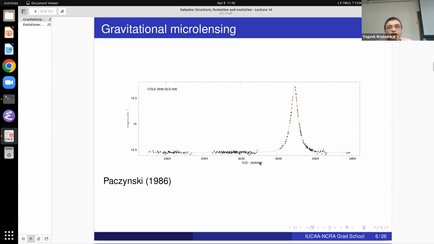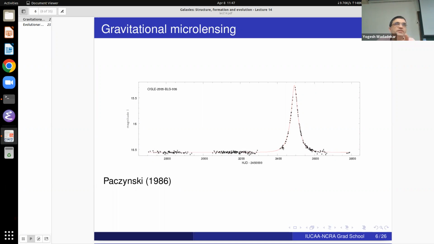So here's Julian date on the x-axis and the magnitude on the y-axis. It's at about 16.5 magnitude to start with, and it rapidly brightens by more than a magnitude, and then rapidly fades away. By rapidly, one means on time scales of days or weeks. And each black point there is an observation, a photometric measurement of the magnitude of the star that is being lensed.